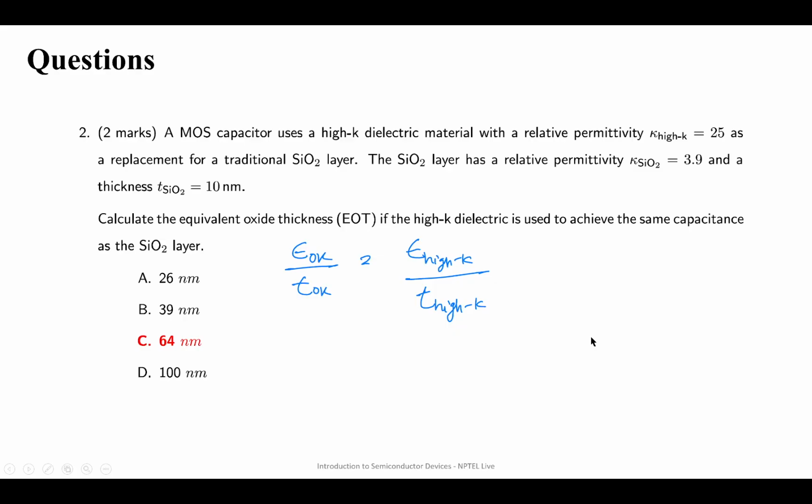So kappa high K is 25, kappa SiO2 is 3.9, and T SiO2 is 10. So it will be 25 into 10 by 3.9. So that comes around 65 nanometers.